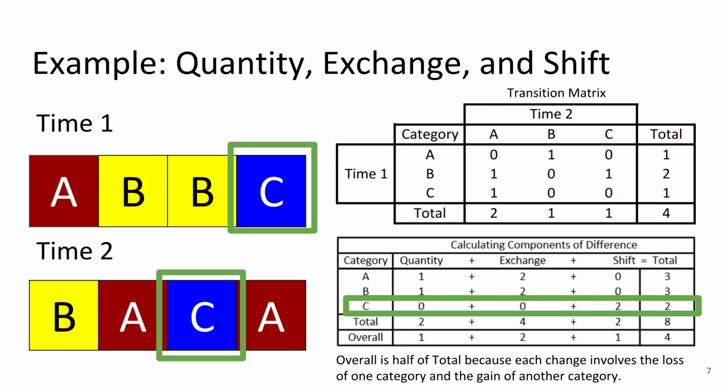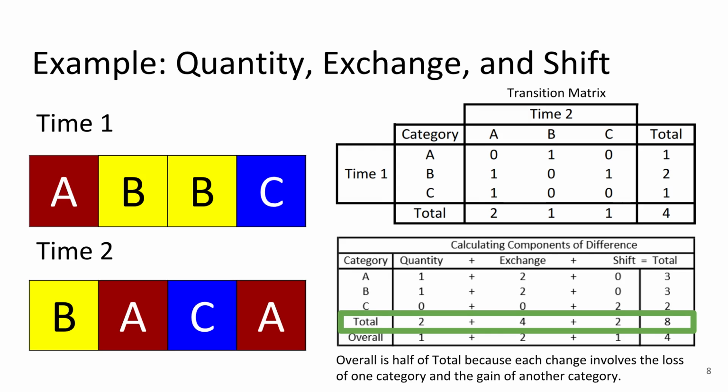C is involved in 2 pixels of change. There is 1 pixel of C at both time points, so that the quantity component is 0. There is 0 exchange for C because C transitions to A, but A does not transition to C, and B transitions to C, but C does not transition to B. Therefore, the 2 pixels of difference for C are due to shift, because shift is the remaining component of difference that is neither quantity nor exchange.